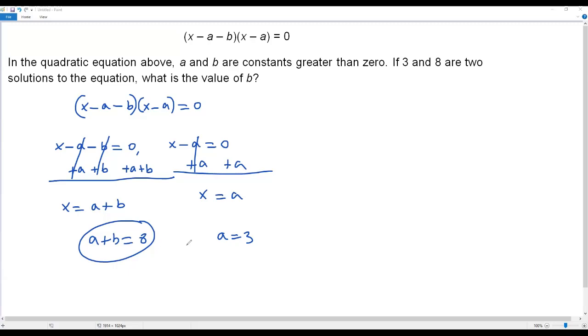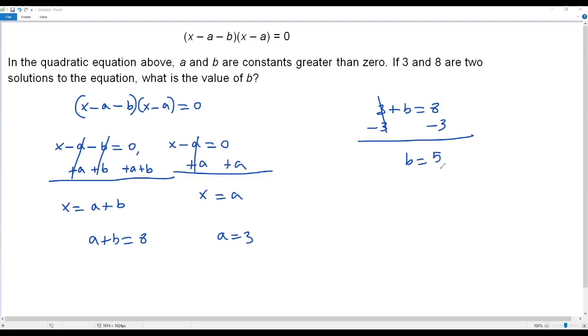Since we have to find the value of b, we can plug in this 3 for a over here. Let me do it. Then I'm getting 3 + b = 8. So to solve for b, I have to subtract 3 from both sides. When I do so, the positive 3 and negative 3 cancel. I'm getting b equals 8 minus 3, which is 5. So this time I got a positive value, that is b = 5. It satisfies the condition given in the question, that is b is a constant greater than 0. Therefore, the value of b is 5.